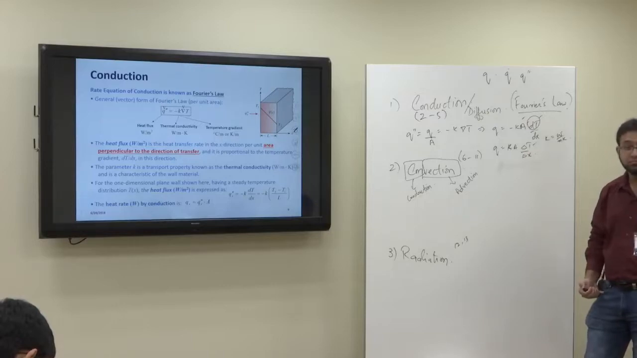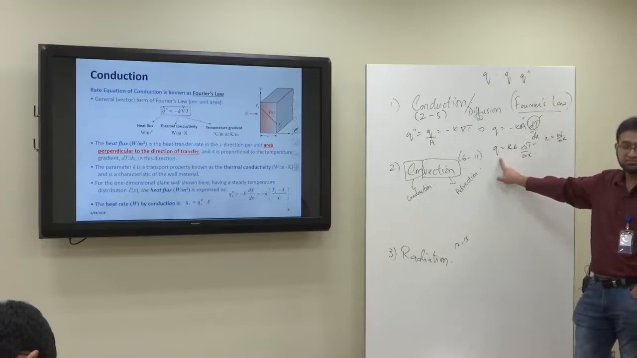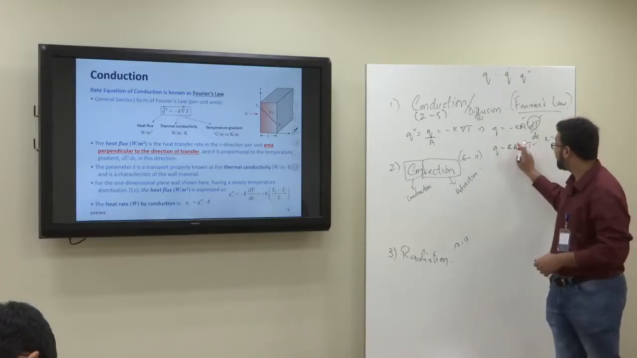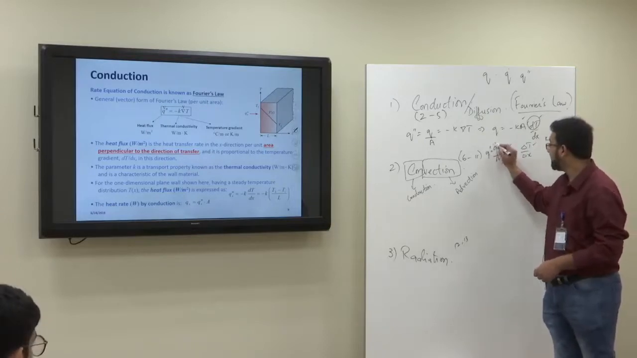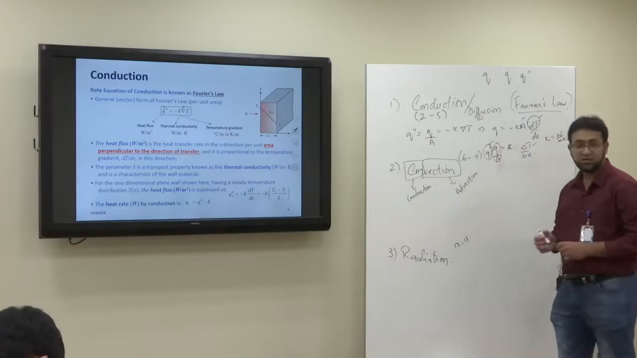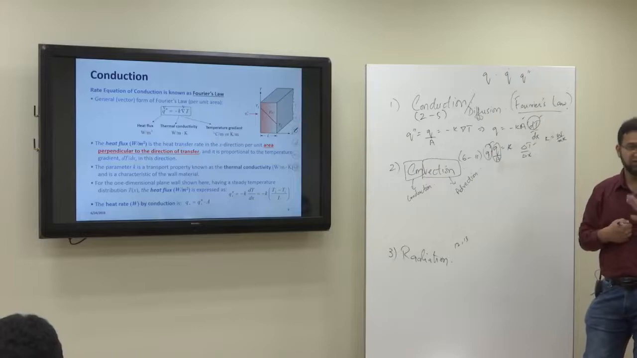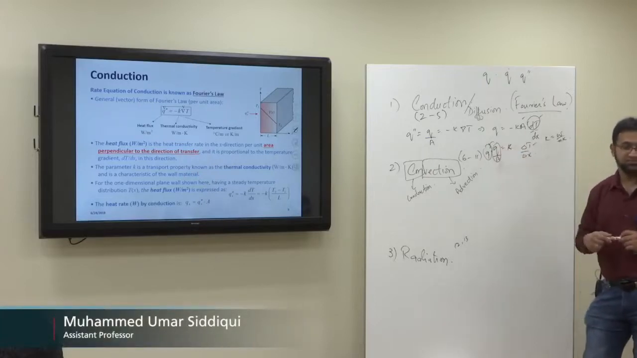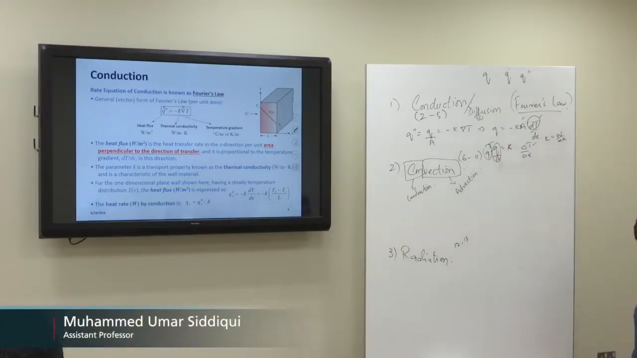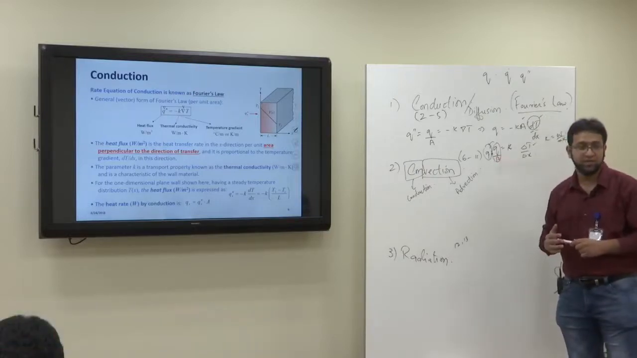This one is called heat rate. Heat flux will be Q double dash. If I divide by this A, then this Q double dash will be heat flux. So you have heat rate and heat flux, the two things that you should remember. This is heat rate divided by area, heat flux. Any other question?